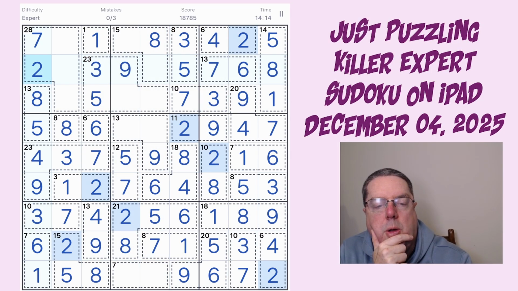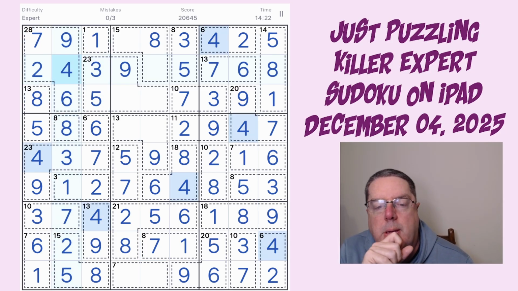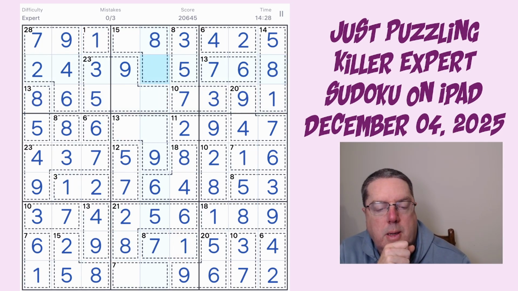9 comes across here. 9 comes across here, so that's a 9 there. 6 comes across here, so that's a 6. And this will be a 4 to add up to 28. Alright, so 4 is here somewhere. So what's this number? This has got to be a 1.